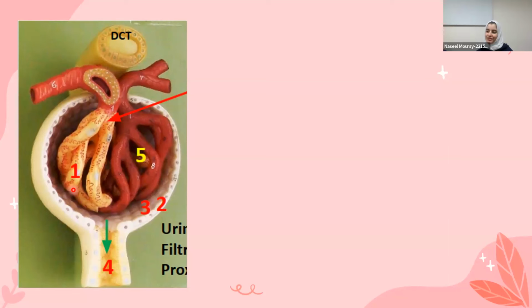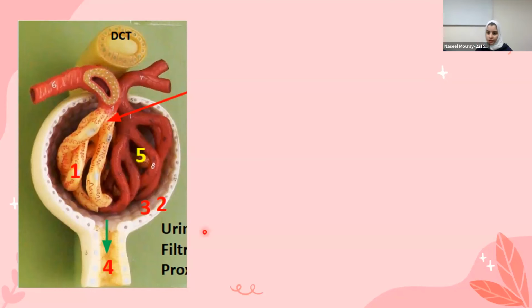Part of the glomerular capillaries. All right, if I want to talk about the epithelium that I have here, there are certain types of cells. They have a weird name. Podocytes. Good job.